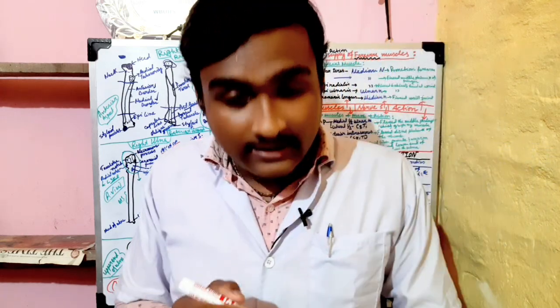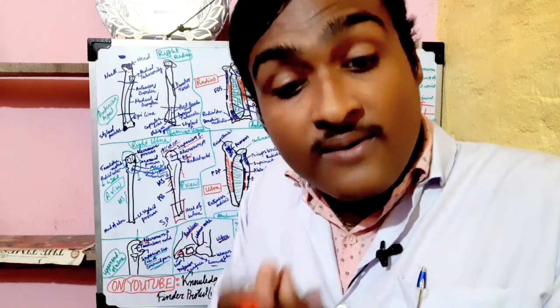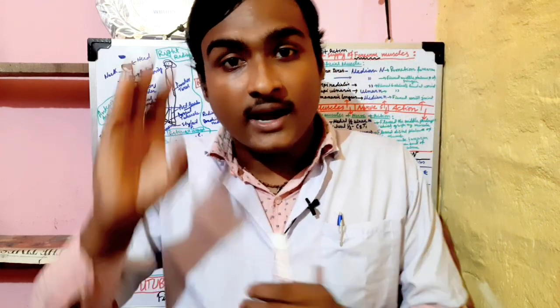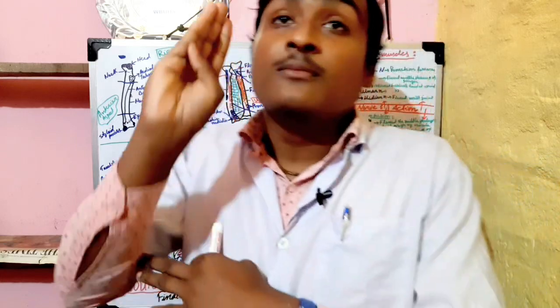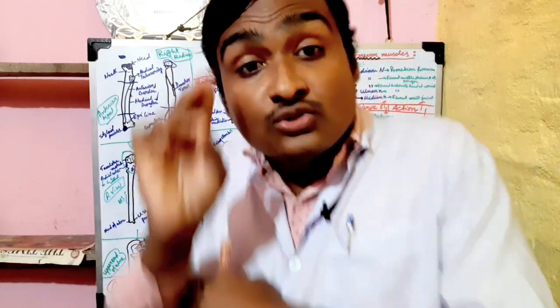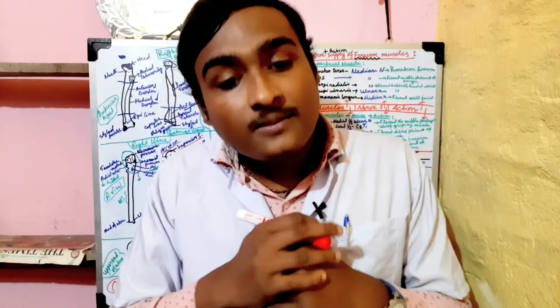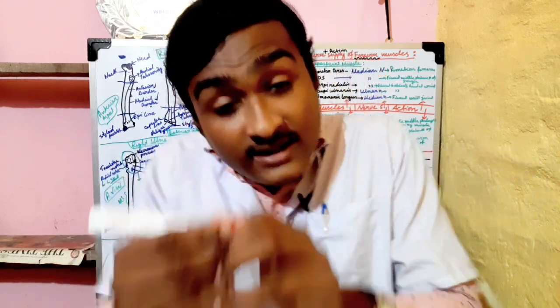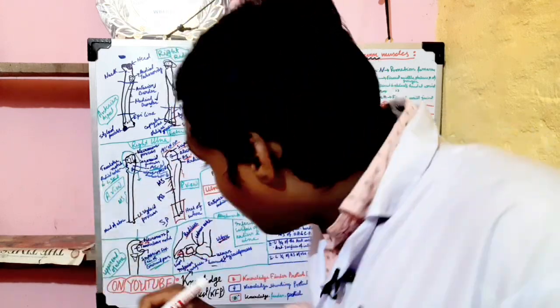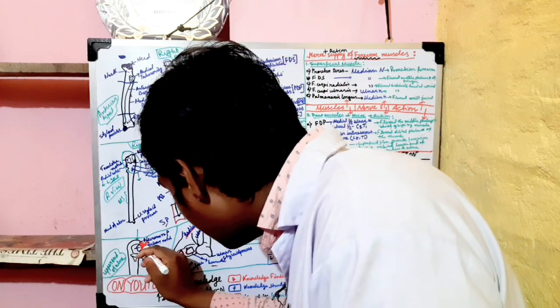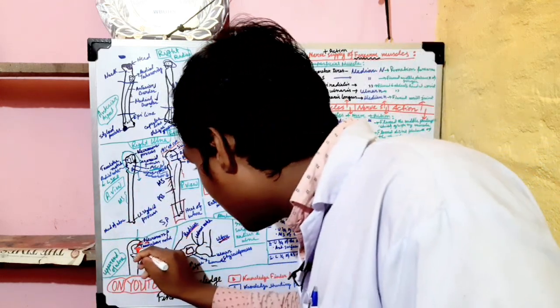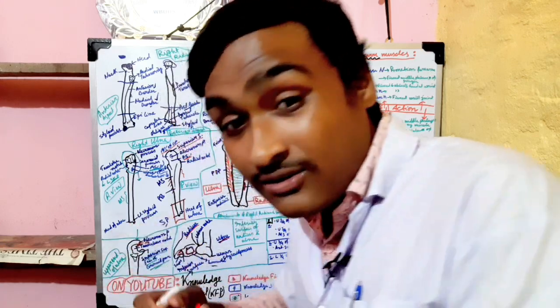Each process has some surfaces. The olecranon process has five surfaces: anterior, posterior, medial, lateral, and superior. What does the anterior surface do? The anterior surface of the olecranon process forms the upper part of the trochlear notch.